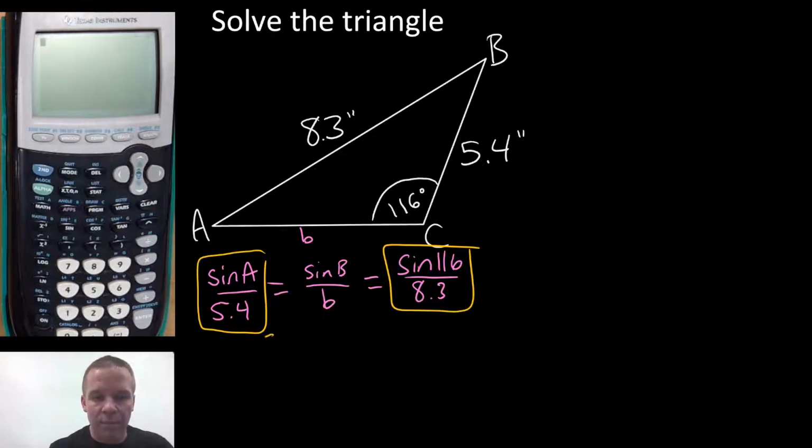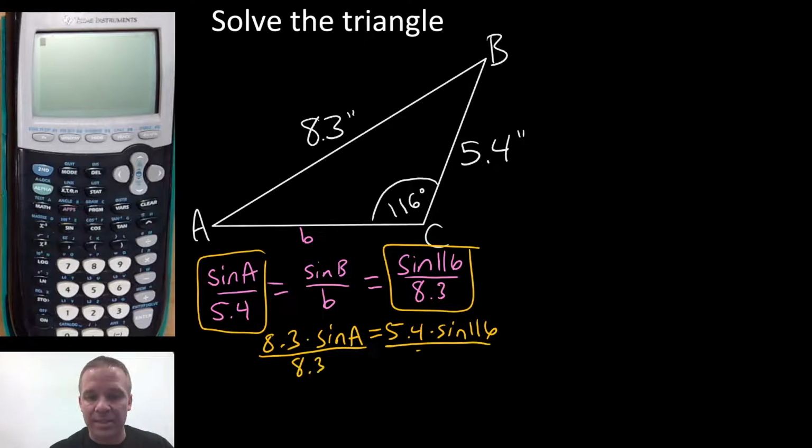So I've got 8.3 times the sine of angle A equals 5.4 times the sine of 116. Then I'm going to divide by 8.3 on both sides. Then I'll be left with the sine of A over on that left-hand side, and I'll have this whole mess right here. So now into my calculator, I'm going to go ahead and type.